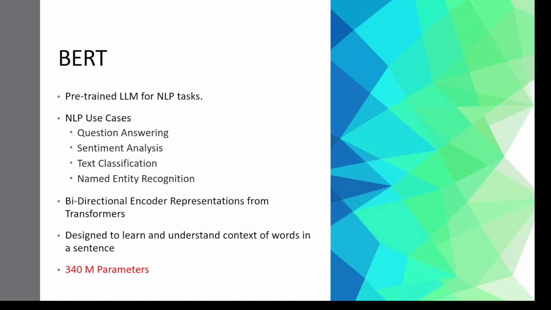So first off, BERT. BERT is a pre-trained large language model for natural language processing tasks, and some of those use cases are things like question answering, sentiment analysis, text classification, and named entity recognition. BERT stands for Bidirectional Encoder Representations from Transformers, which is a descriptive name for its primary process of processing and encoding text from both left to right and right to left. So this bidirectional encoding enhances a contextual understanding of the language.